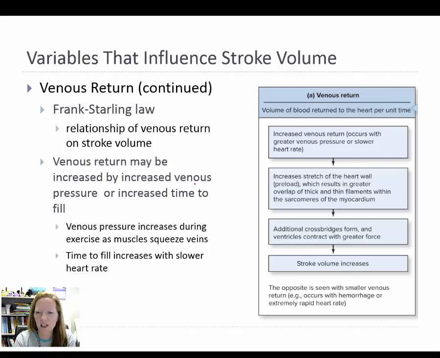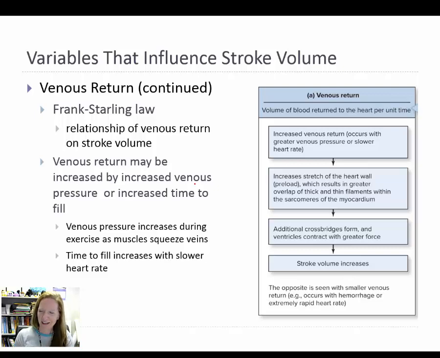Another thing is, let me empty my heart. Another way is to just increase the amount of time that you have to fill up the heart. So if I have a longer breath that goes in instead of these short breaths, then that's going to help fill it up as well. You accomplish an increase in time through a slower heart rate, because a slower heart rate basically means that it's able to fill up and then it will contract. So it allows it to fill up and contract, and venous return is going to increase because you're able to fill it up as much as possible before you're able to contract.